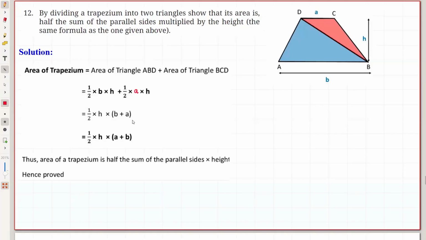Balance b plus a. So therefore the area is 1/2 of h into (a plus b). So the area of a trapezium is 1/2 of the sum of the parallel sides into the height.